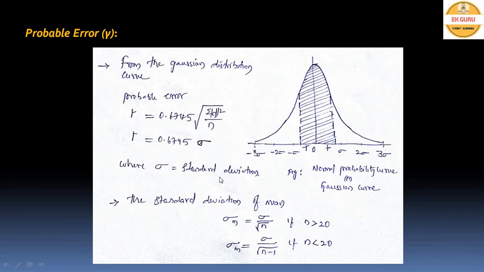So for calculation of standard deviation, we started from the arithmetic mean, then deviation, average deviation, and then our standard deviation. In some problems they will ask for the standard deviation of the mean. The standard deviation of the mean is equal to the standard deviation divided by the square root of n. Here also the same thing: if the number of observations is greater than 20, we will take it as it is. If the observations are less than 20, we will take n minus 1.